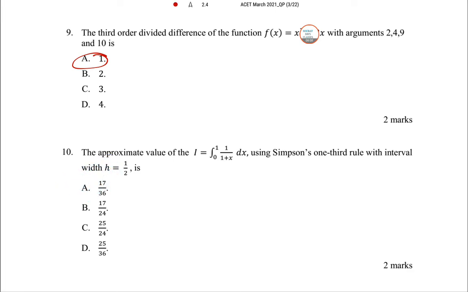In 10 they have given the approximate value of the integration by Simpson's 1/3 rule with the interval h equal to half. Very easy. So f(x) equal to, you take only the function 1 by 1 plus x, h equal to half.